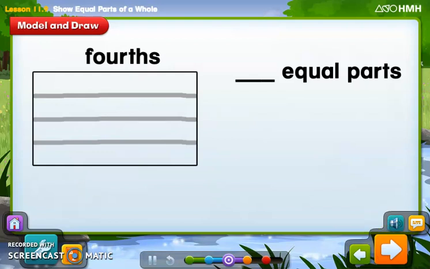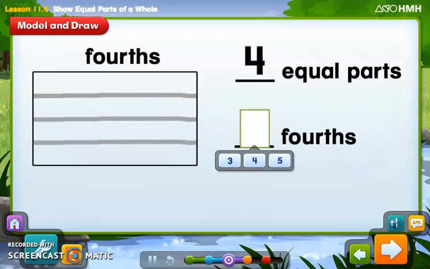Let's use a rectangle to show fourths. How many equal parts should you draw to show fourths? So remember, fourths, right? 4 equal parts. We have 1 equal part here, 2, 3, 4. 1/4, 2/4, 3/4, and 4/4. So 4 equal parts. Good job! To show fourths, you'll need to draw 4 equal parts. Click the rectangle to show 4 equal parts.